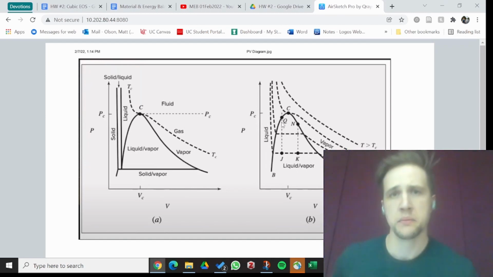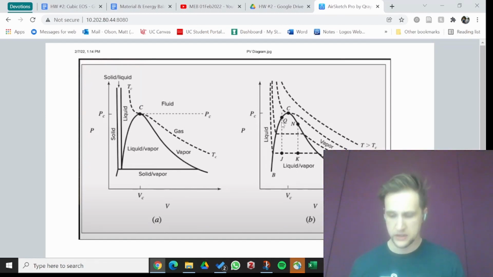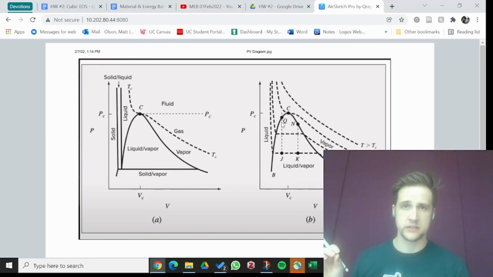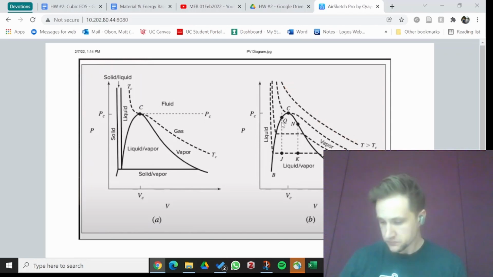So coming back to our pressure and volume diagram, this nice solid line right here is the region where the vapor and the liquid are in equilibrium. These dashed lines are an isothermal situation that we're considering, meaning the temperature stays constant, but the pressure and the volume do not. Here, this is T greater than the temperature at the critical point. Here is our temperature exactly at the critical point. And we'll talk about the critical point in just a second.